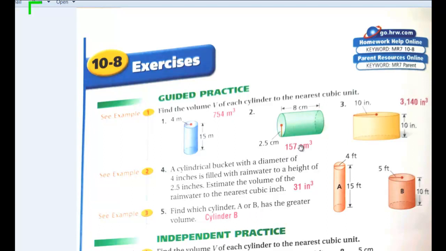Now it's time to solve our book, chapter 10, lesson 8, page 578. Let's start solving the second part of our lessons. Let's check our first question here. We need to find the volume of this cylinder. We have the height of the cylinder 15 and the radius of the circle here is 4 meters.